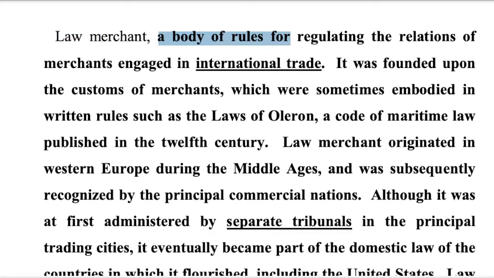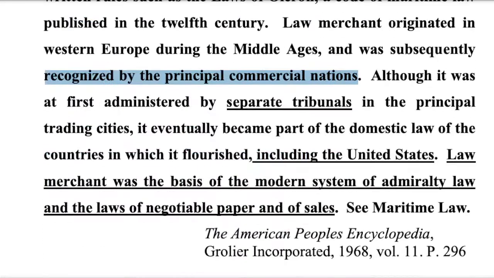Law merchant, a body of rules for regulating the relations of merchants engaged in international trade. It was founded upon the customs of merchants, which were sometimes embodied in the written rules, such as the Laws of Oleron, a code of maritime law, published in the 12th century. Law merchant originated in Western Europe during the Middle Ages and was subsequently recognized by the principal commercial nations.